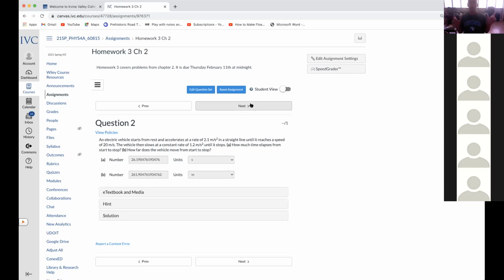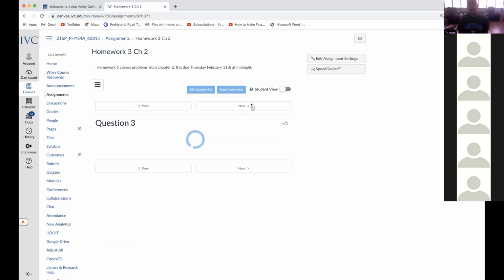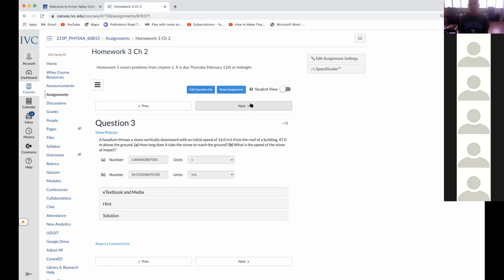So you need to find how much time it takes to accelerate up to 20 at 2.1, and then back down to 0 at negative 1.2, and how far it goes. So treat them as 2 separate cases and just add them together. It's not too hard. Here's a hoodlum throwing a rock down. We did that one with the negative 8 meters per second. Just remember that when he throws it down, it has an initial velocity of negative 16.